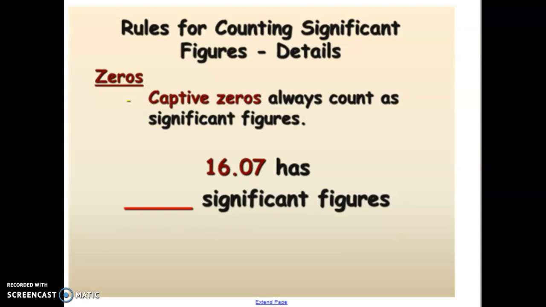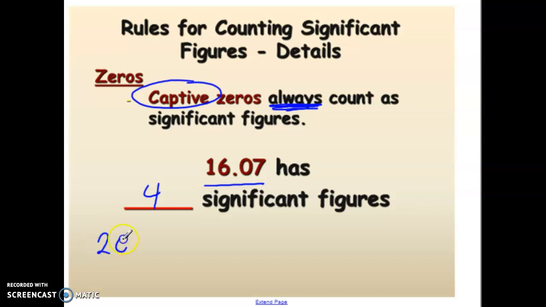All right, what about zeros that are in between numbers? There's a number in front, then a zero or a few zeros, and then a number after. We call those captive zeros. You can call them sandwich zeros. They're a zero that's in between 2 other numbers. They are always counted as being significant. So in 16.07, because this zero is in between, all of these numbers are significant. And it does not matter how many of these captive zeros you have. As long as there is a number before and a number afterwards, the zeros do count.